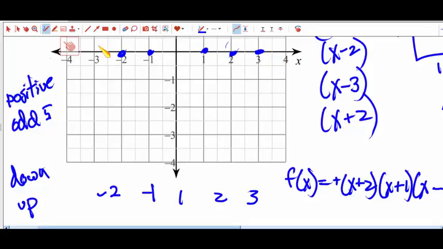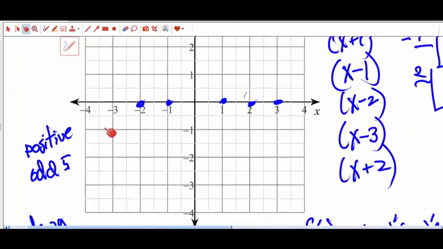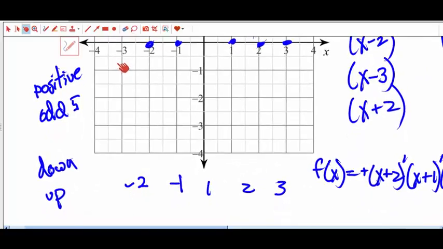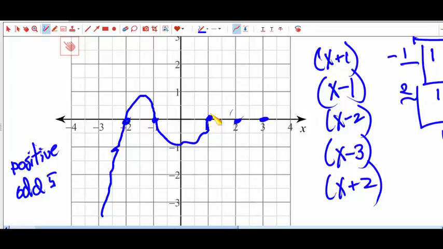Okay, so I'm not going to circle any of those points because all of the zeros come from factors with odd exponents, and those are 1, of course. So now I'm ready to graph. So I start down and I end up. So I'm going to come up from down, go through that point, go through that point, go through that point, go through that point, and finally end up. And that's my rough sketch of the graph.